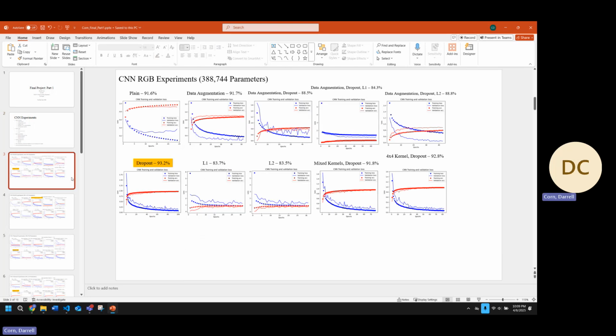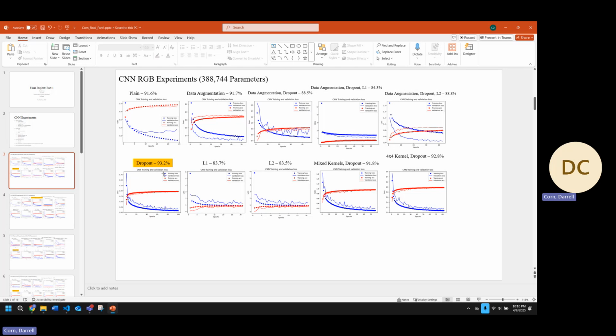So here are my results for one portion of the CNN RGB experiments. This is with the lower parameter count. I mixed and matched a bunch of different methods. So up here, we have plain, this is just with only pre-processing the data, no other augmentation techniques. This one is only data augmentation. This one's with the dropout layer and data augmentation. This one's with data augmentation, dropout, and an L1 regularizer, so on and so forth.